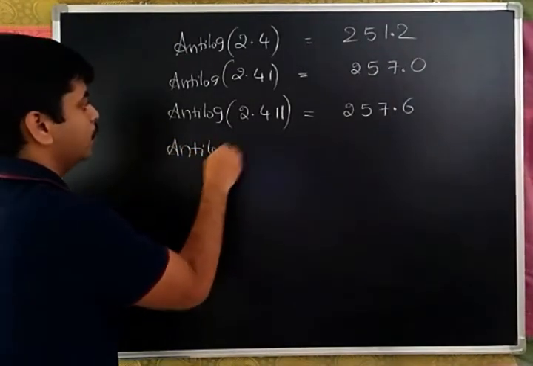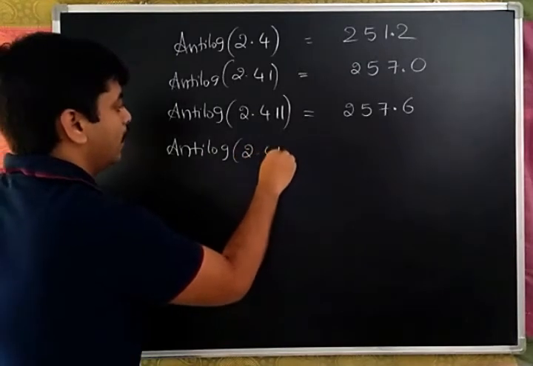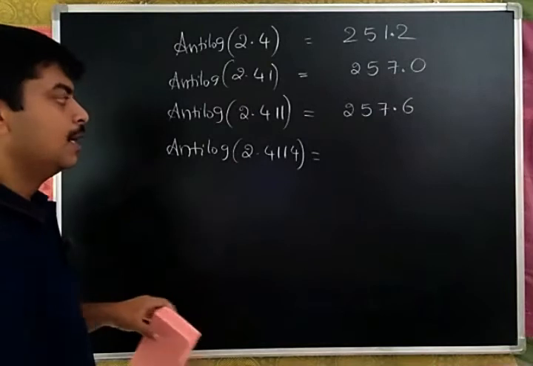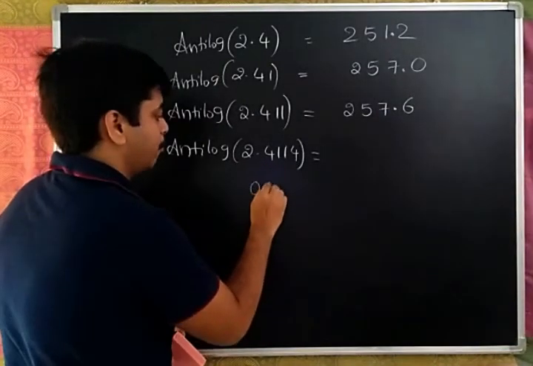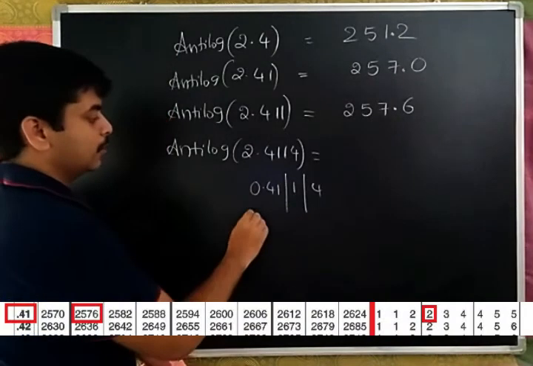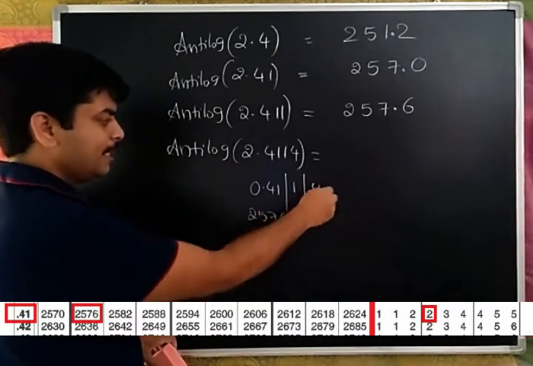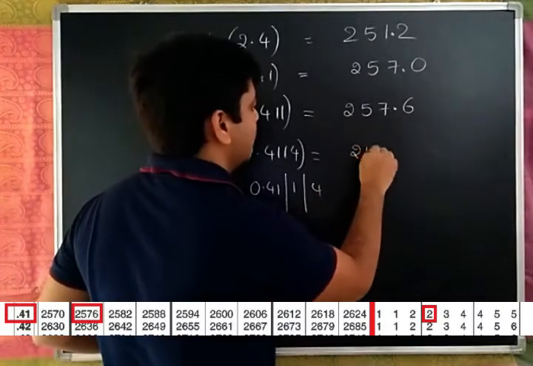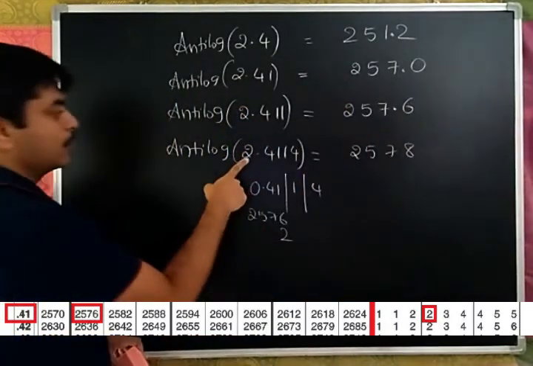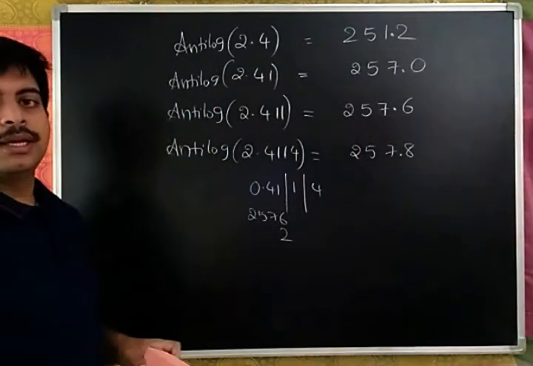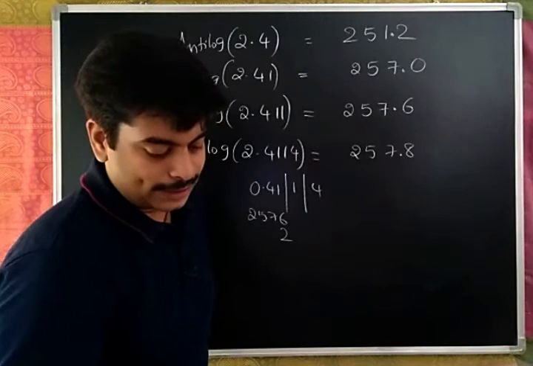Let us go for one more decimal. Antilog of 2.4114. That is the same thing which we discussed first. So you go and search for 0.41 row first, and the mean difference 4. So it is 2576 plus, at mean difference 4 you have the number 2, so it is 2578. And as you have 2, after 3 digits you need to place the decimal point. Clear? Let us have some more examples.